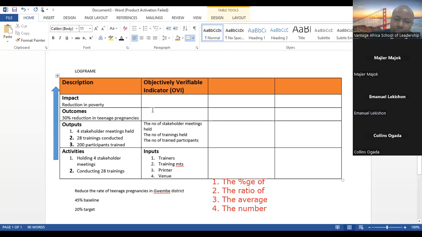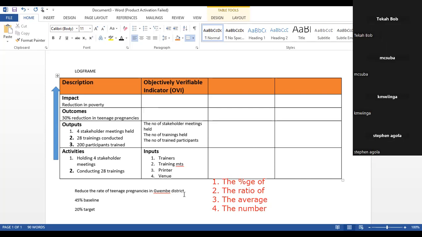Now, let's look at the outcome indicator. And I want you to be thinking, are we talking about a percentage?